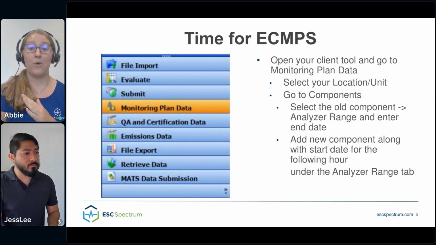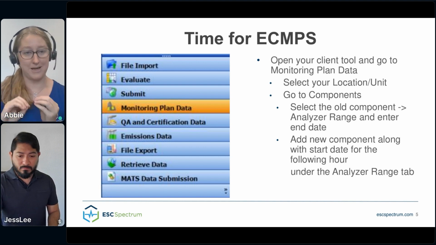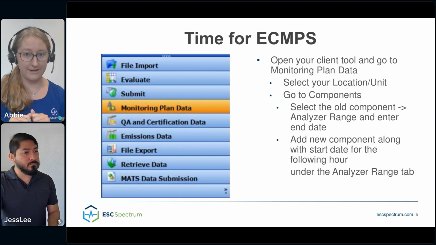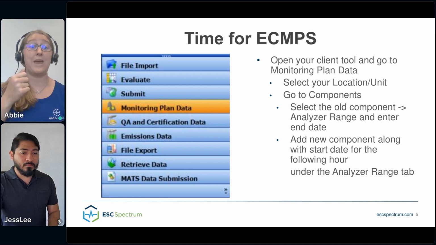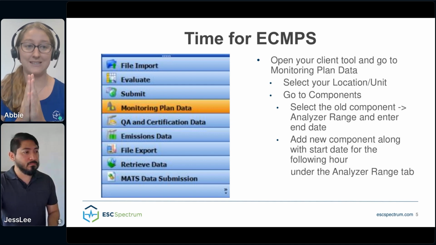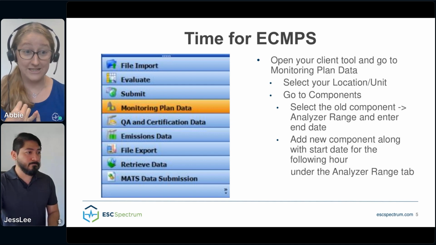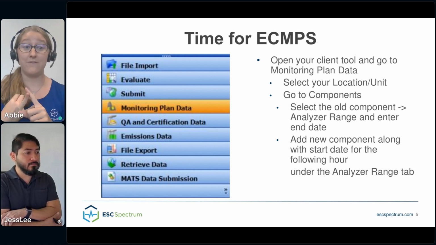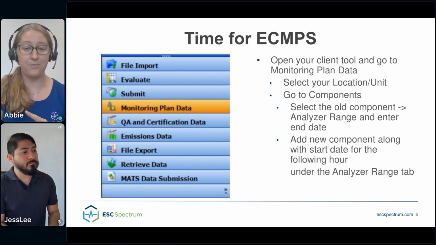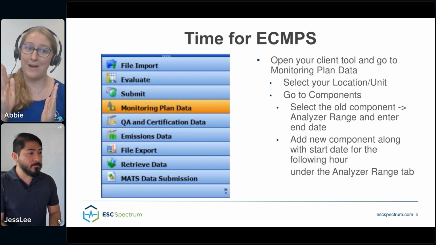Hopping into components, we're going to end the old component under analyzer range at the bottom of the page, and I'll show that on the next slide. And we're going to make sure that when we enter the information that we previously gathered under our new component, the start date is the exact next hour. So if I say it ended at 4:19 hour 17, I'm starting my new component at 4:19 hour 18. Again, for simplicity of this example, I took the ease of using the quarter boundary.